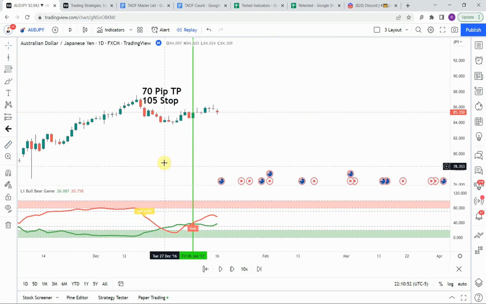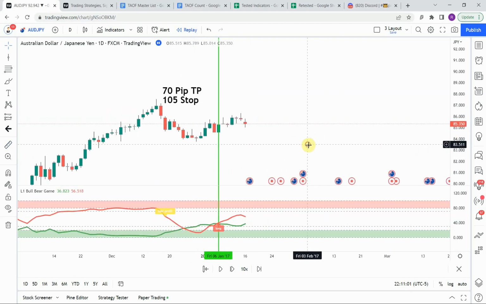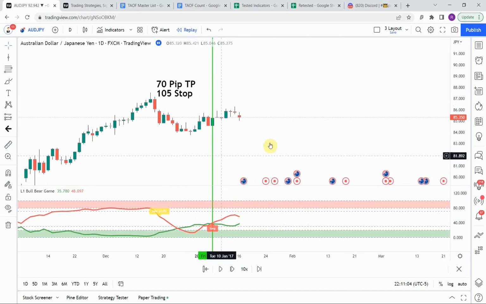All right, so the first signal that we pick up is a long signal, and we pretty much immediately start getting a nice push to the upside there. That does come up enough to get us to our take profit. So that one is a winning trade. Let's go ahead and continue on.